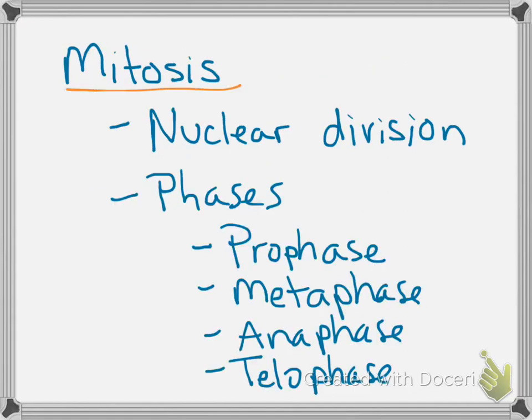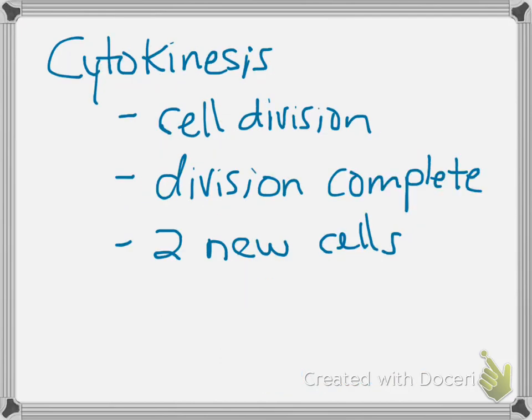Then we go into mitosis. This is nuclear division, where we're taking the nucleus and dividing it. There are 4 phases. This is going to be a whole other set of notes because it's very detailed. But there's prophase, metaphase, anaphase, and telophase, and they go in that order. Finally, we end with cytokinesis, and this is cell division, where the cell completely divides and you get 2 new cells at the end of cytokinesis. And then those 2 new cells will go right back into G1 because it's a cycle.